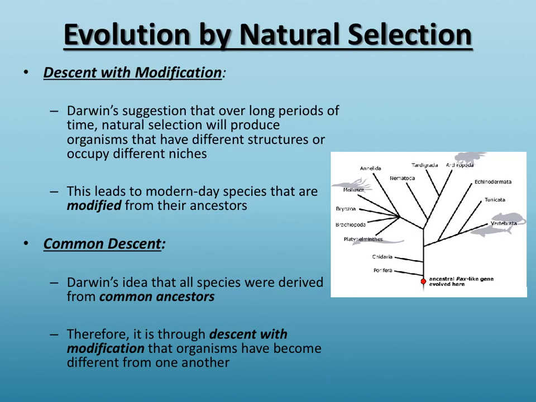Now, a couple other terms that came from Darwin, and these are the things that really started to set some people off, are descent with modification and common descent. Darwin suggests that over a long period of time, natural selection will produce different organisms, organisms that are modified from their ancestors. So in other words, descent with modification. This rubs some feathers, because this suggests that we weren't all just created as we are at a certain creation point in history, as the Bible would tell us. And so this is where Darwin starts to tick some people off.